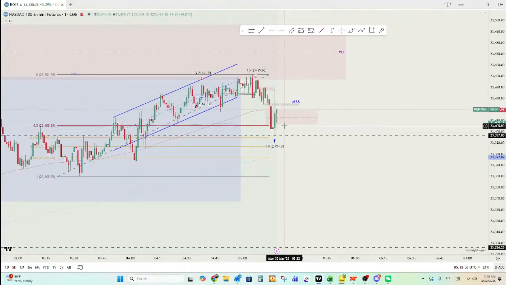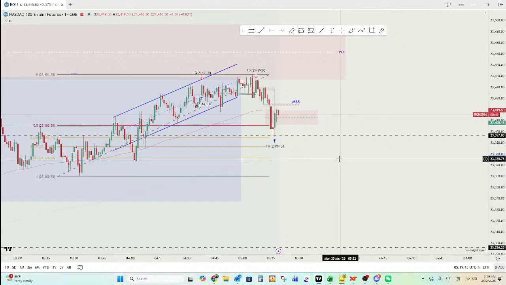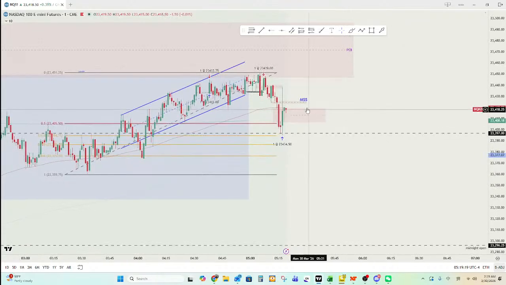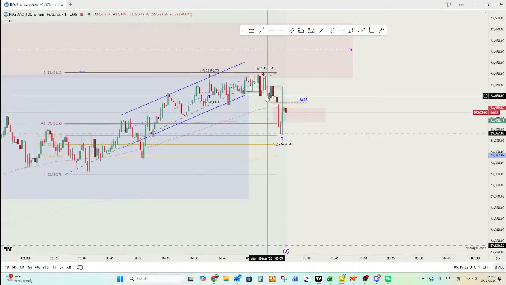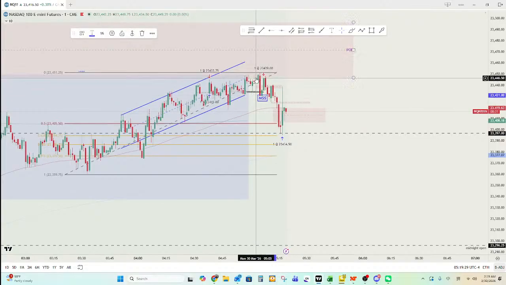So that's why I mentioned that it is always good to take all of your profit, or at least a partial of the profit, at the very important level, the 0.5 level. Now here we call the MSS.